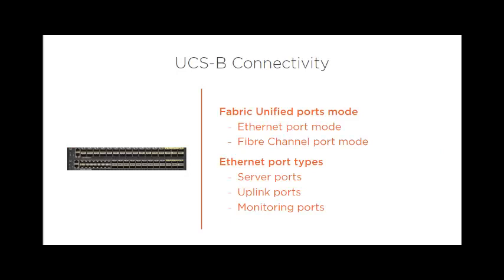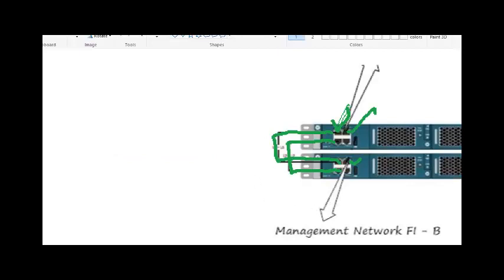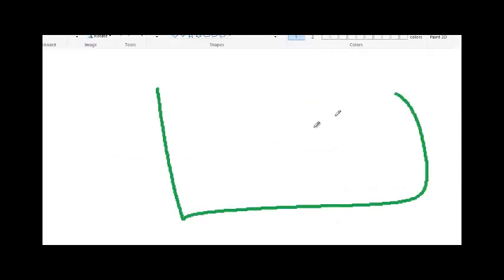The rack mount B series connectivity, fabric unified port mode. I'm sorry. B series is blade series, the one we are talking about. I was talking about C series, but I was mentioning B series. Sorry. B series doesn't have CIMC. C series only has CIMC. So let us not get into C series now. Let's focus on the normal chassis which we were talking about, the big box with the 8 blades. This is B series.